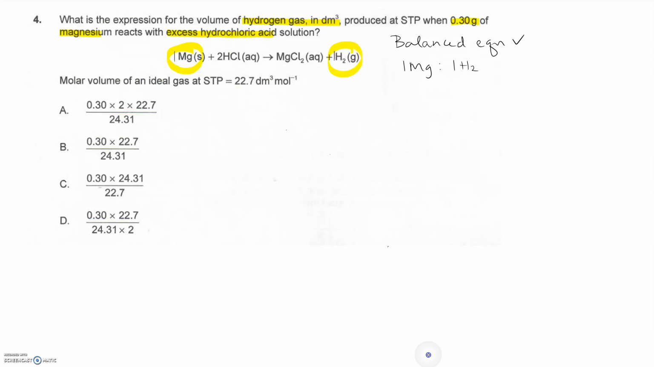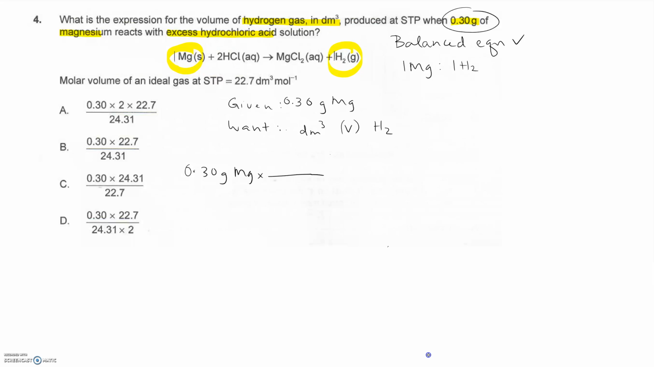So we see that our given is 0.30 grams of Mg, and what I want is decimeters cubed, which is, in other words, a volume of H2. So we can start by writing out our given, 0.30 grams of Mg. I want to get rid of Mg and get myself to H2.